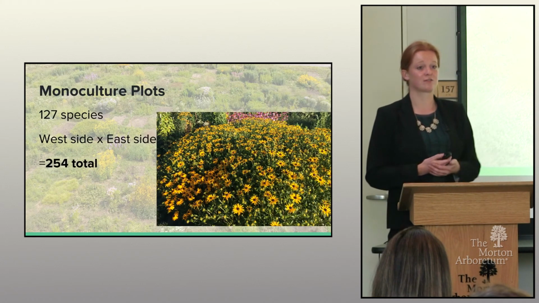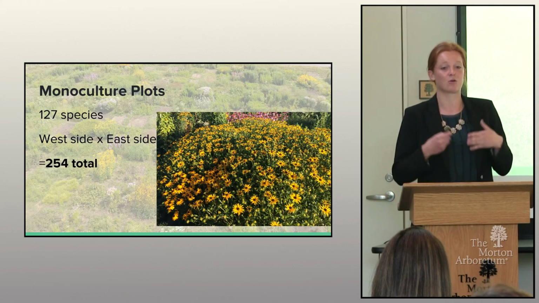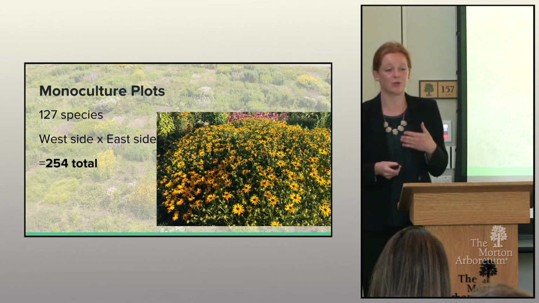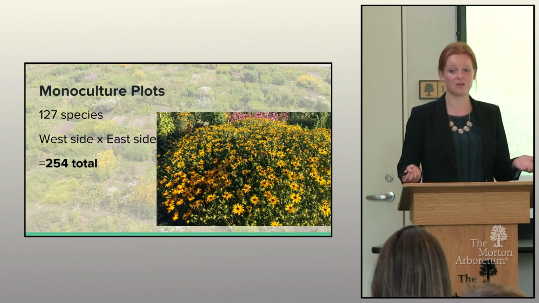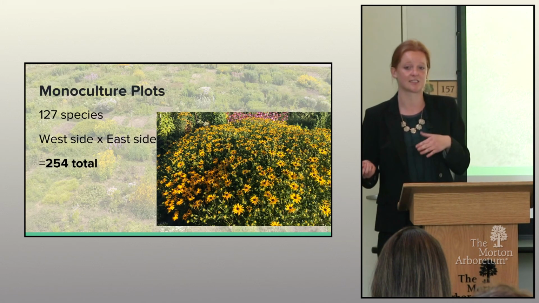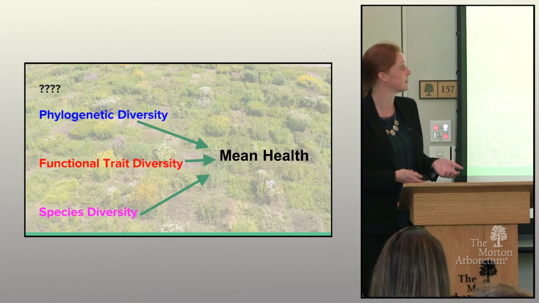For the monocultures, all 127 species were planted as a monoculture, and they were replicated on both sides, giving us a total of 254. And the purpose of the monocultures is to tease out the effects that we might be seeing in the treatment plots.